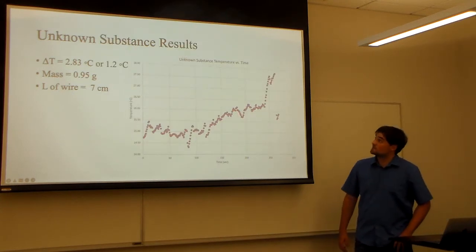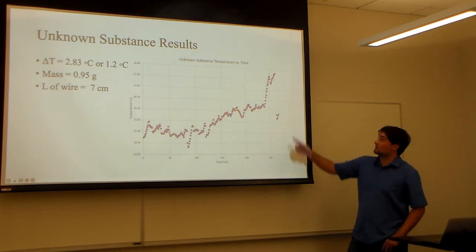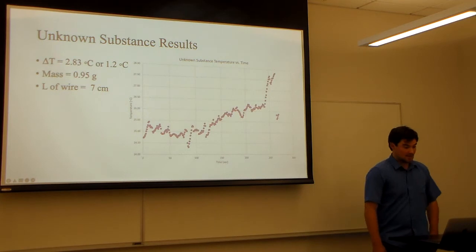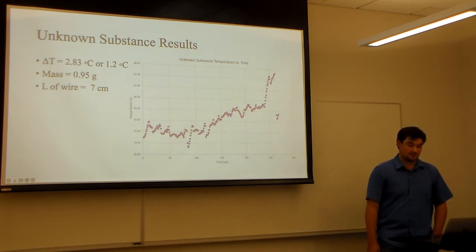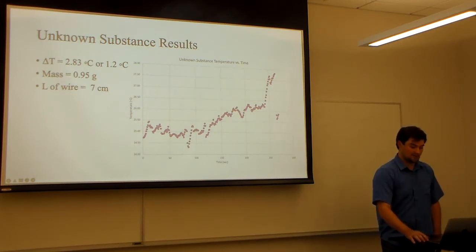And for the unknown substance, I did calculations including and excluding this peak right here. So that would be for 2.83 degrees Celsius and 1.2 degrees Celsius. The mass of the unknown substance was 0.95 grams, and the length of the wire left over was 7 centimeters.